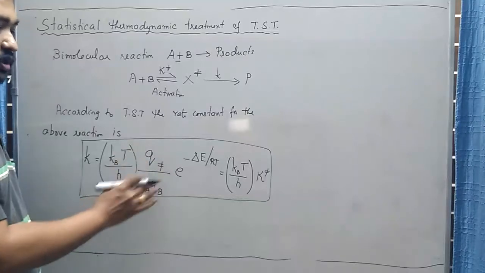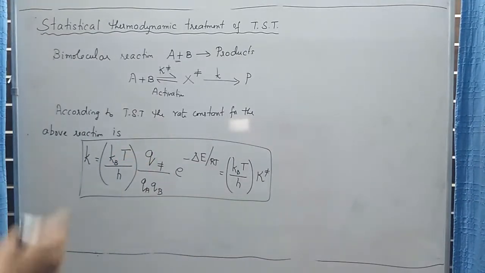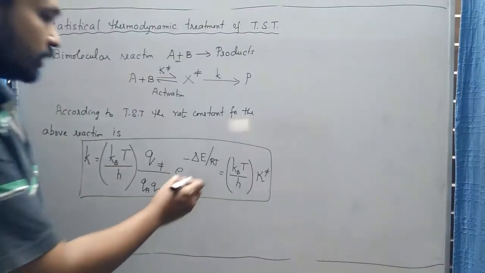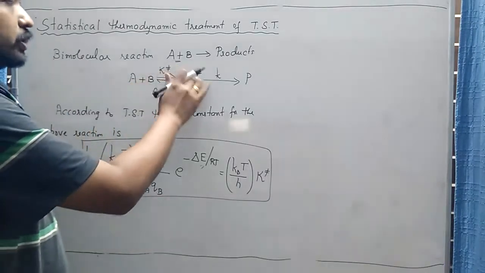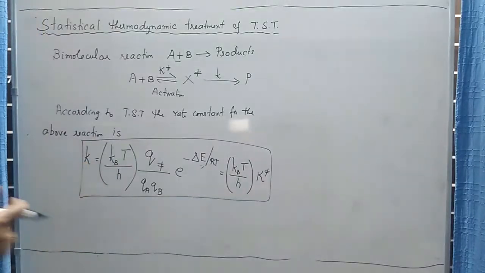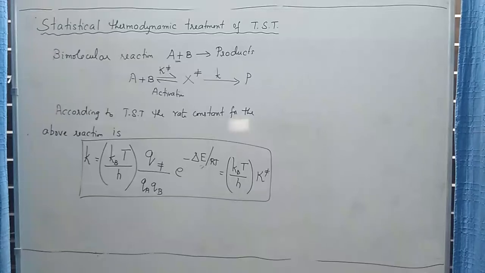Okay, we will discuss this partition function in detail when I go through the derivation. Delta E is nothing but the change in the ground state energy, or the zero point energy, when the reactants are converted to the activated complex, which is almost equivalent to the activation energy of the reaction. So this is the expression for the rate constant according to transition state theory. Let us now derive the expression which I have mentioned here.